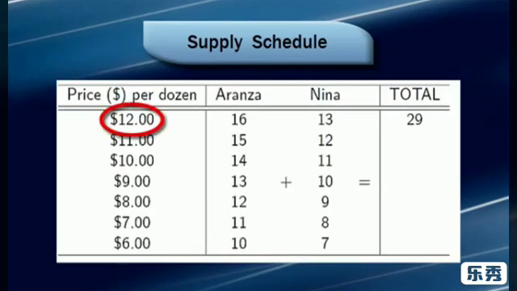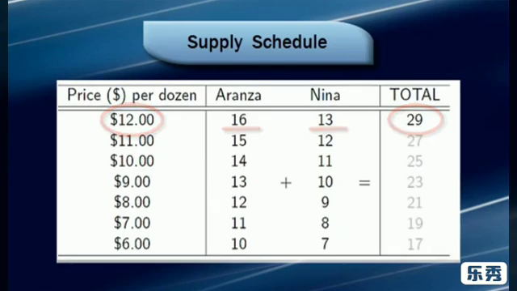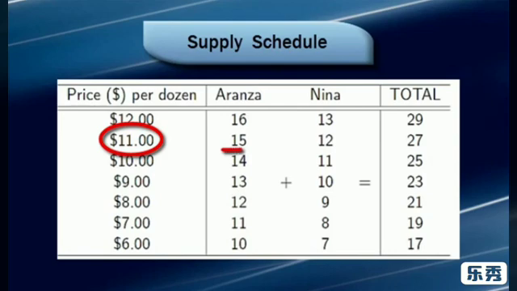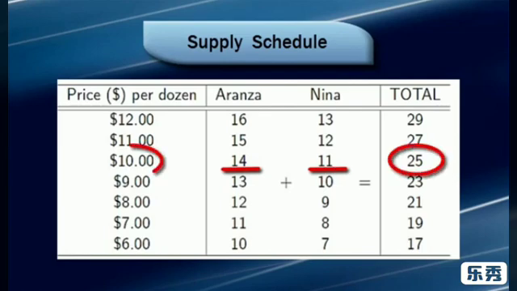So at $12, we see 29 total dozen cupcakes are being made, 16 from Aranza, 13 from Nina. At $11, we're going to see 15 by Aranza and 12 from Nina for a total of 27. And we simply have to add horizontally 14 plus 11 to get 25 at $10, and so on down the line. A market supply schedule is created by adding the quantity supplied by each individual supplier at any given price.